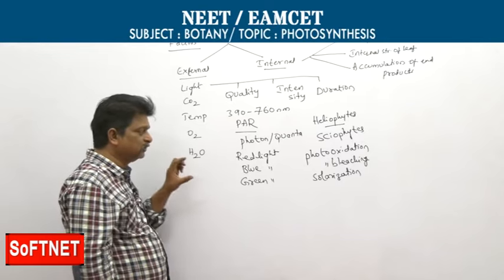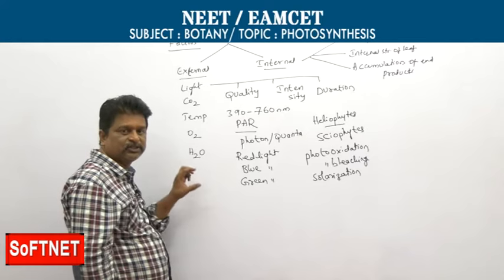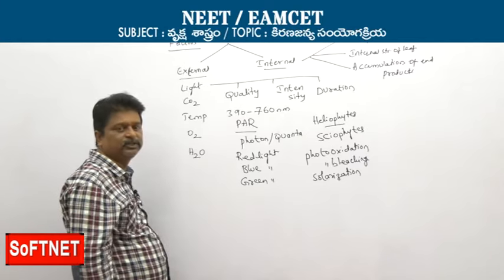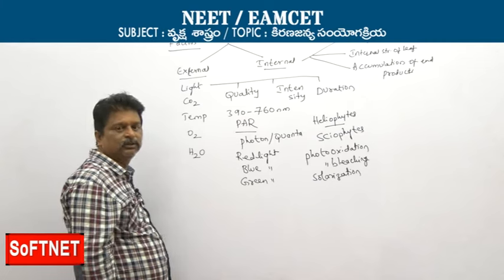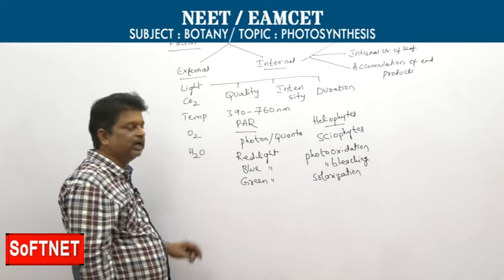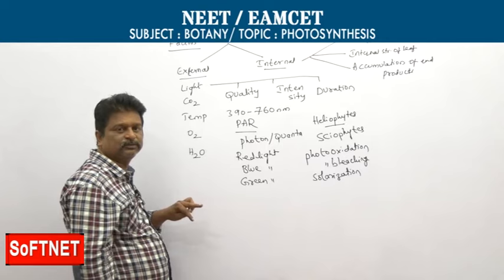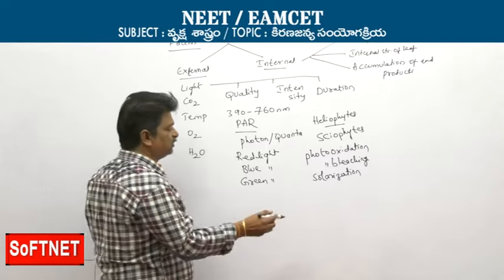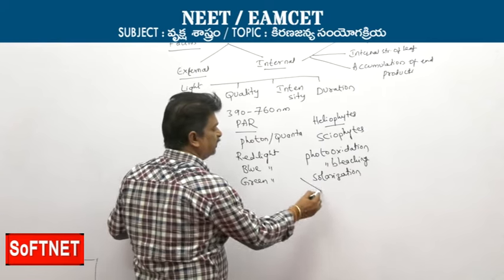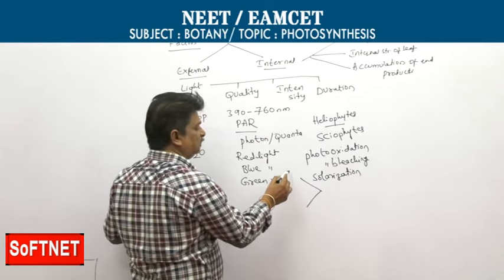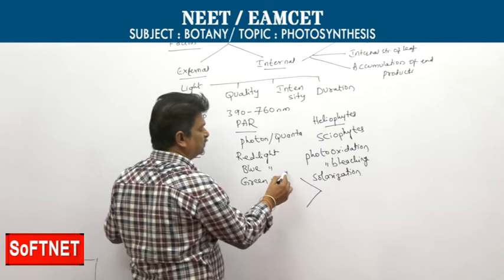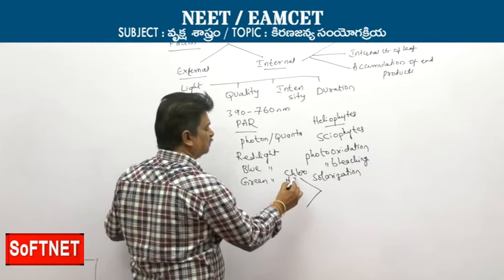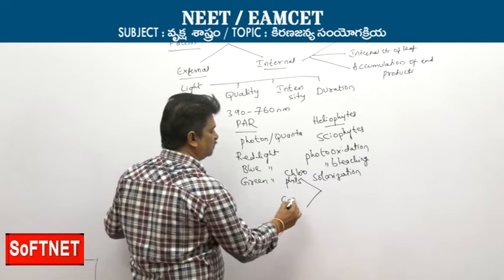To protect the reaction center or chlorophyll from this high light intensity, accessory pigments are present around the reaction center. In higher plants, these accessory pigments contain chlorophylls and carotenoids.